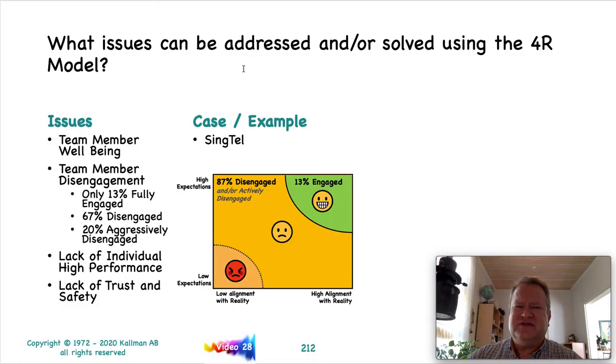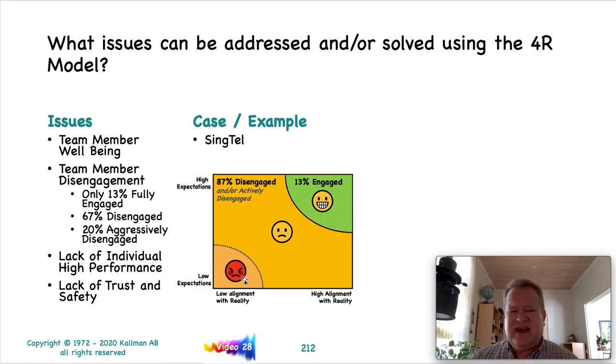Okay, what issues can be addressed or solved using the 4R model? You can look at team member well-being, team member disengagement. Remember, these are the global numbers. US numbers, I've seen 30 to 32% are engaged. I still have a hard time believing those numbers, but it could be true. That could just be our American culture. Worldwide, it's only 13%. On the disengaged or actively disengaged, it's 87%.